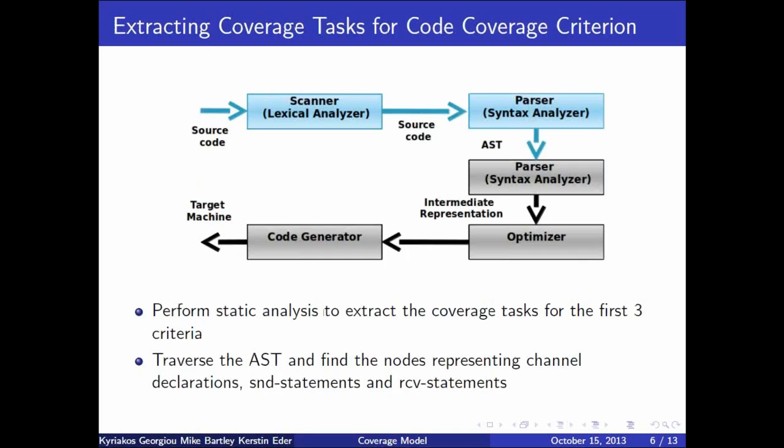Then we propose two methods to extract coverage tasks. The first is based on code coverage criteria, where we try to extract the coverage tasks for send statements, receive statements, and channels. We do that by simply traversing the abstract syntax tree created by the front end of the compiler and extracting all the nodes relevant to those 3 criteria: channel, receive, and send statements. After we do that, we can form the Cartesian product of send and receive statements on a particular channel to get the synchronization events.